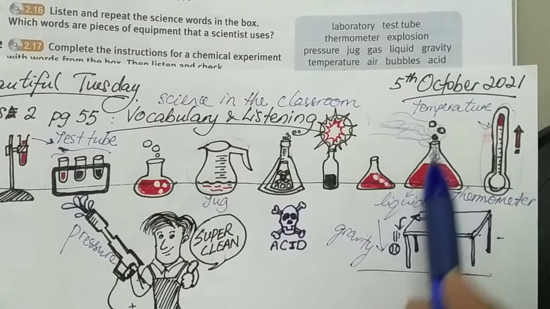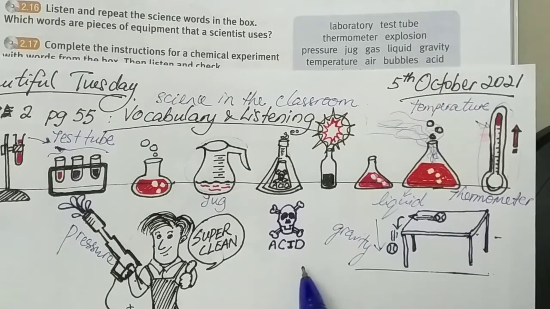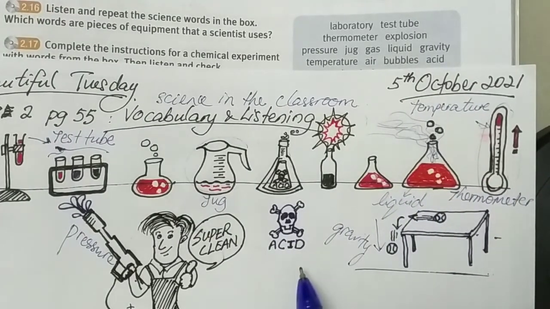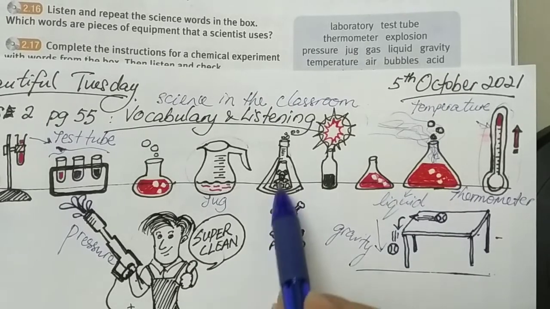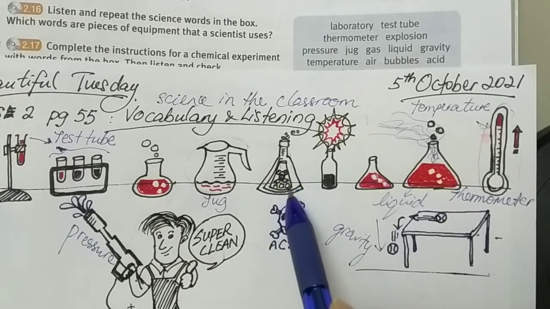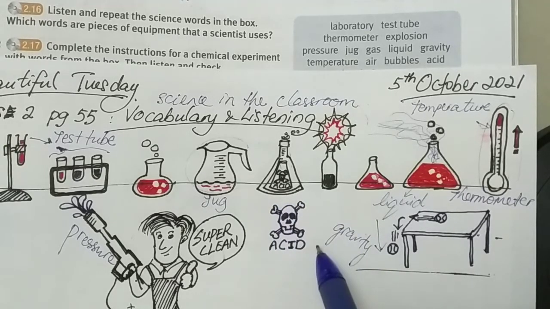And acid, well, acid is something very dangerous. You have to be very, very careful with that. So this is a kind of acid. There are all sorts of acid, of course, and some can be very corrosive. So be very careful when you are dealing with acid.